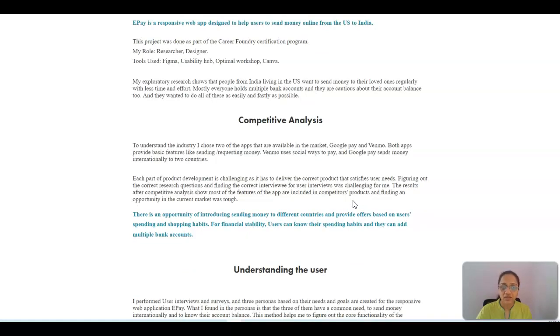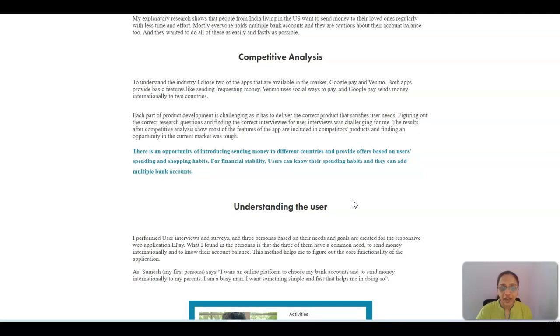To understand the industry, I chose two of the apps available in the market, Google Pay and Venmo, as part of the competitive analysis. After figuring out the correct research questions and finding the correct interviewees, I found that most of the features of the app are included in the competitors' products, and finding an opportunity in the current market was tough. But there's an opportunity of introducing sending money to different countries and providing offers based on user spending and shopping habits.